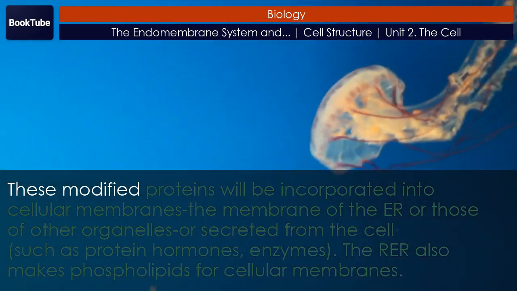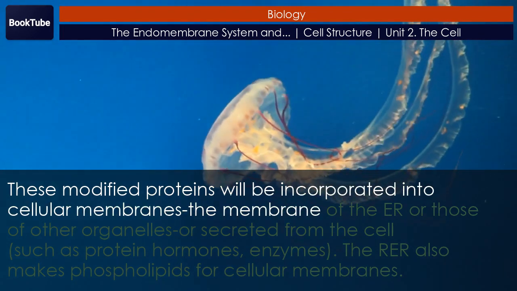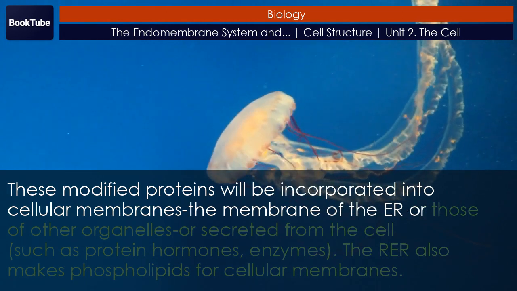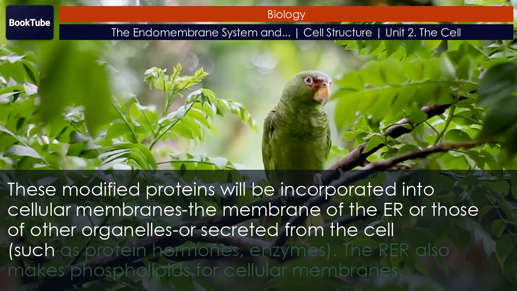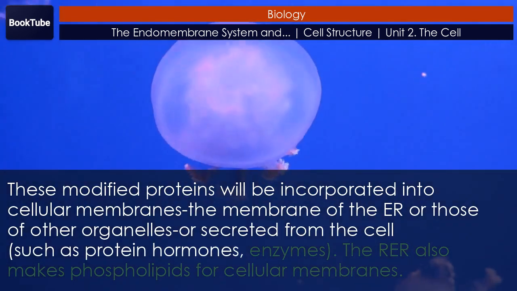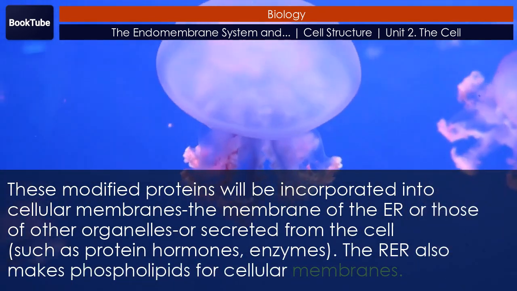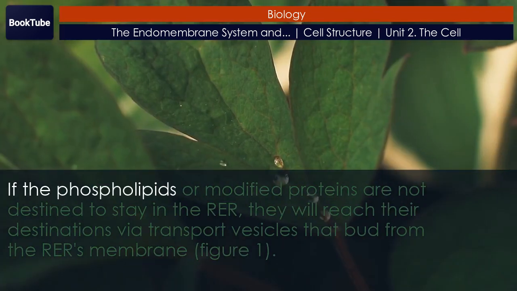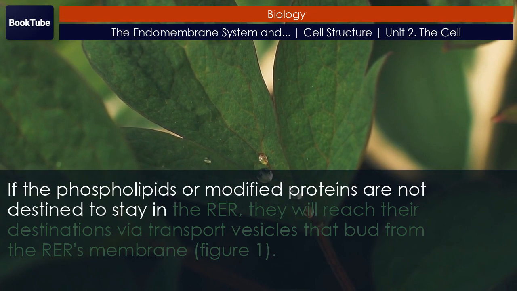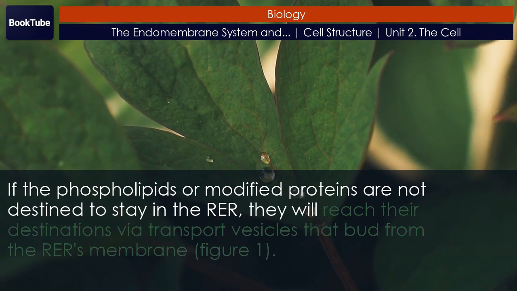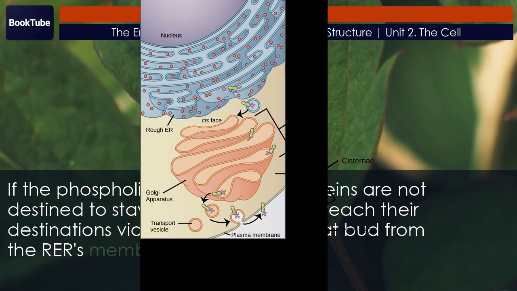These modified proteins will be incorporated into cellular membranes, the membrane of the ER or those of other organelles, or are secreted from the cell, such as protein hormones and enzymes. The RER also makes phospholipids for cellular membranes. If the phospholipids or modified proteins are not destined to stay in the RER, they will reach their destinations via transport vesicles that bud from the RER's membrane.